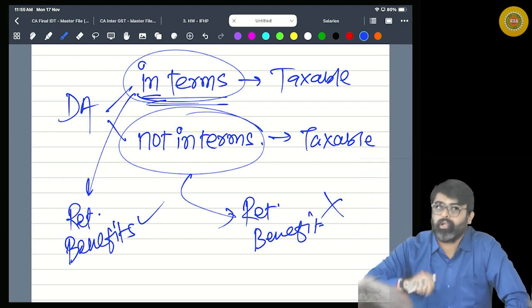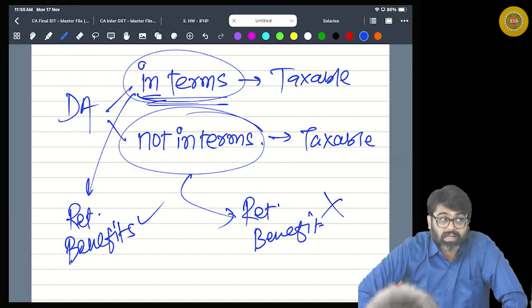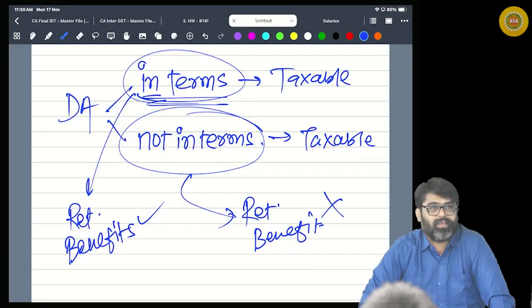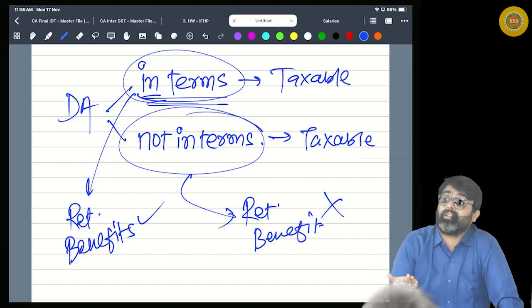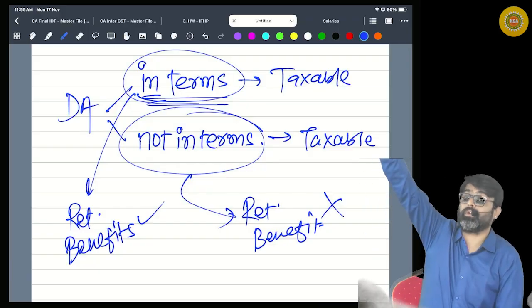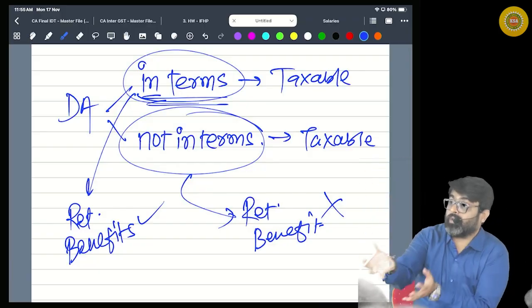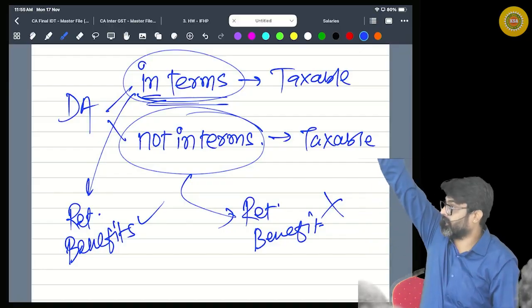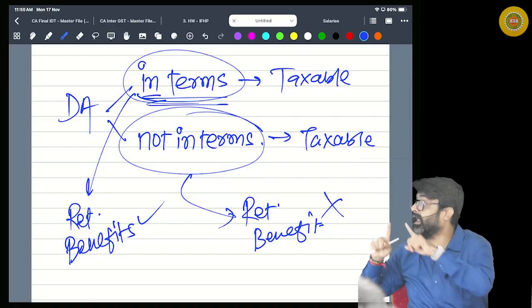So majority of the times the employer tries to avoid writing the DA in the contract, because he knows that if I write the DA in the contract, this DA will form part of salary to calculate retirement benefits. The more DA will form part of salary, the more salary will be there, and based on the more salary, the more retirement benefits will go. I will lose money in lakhs.